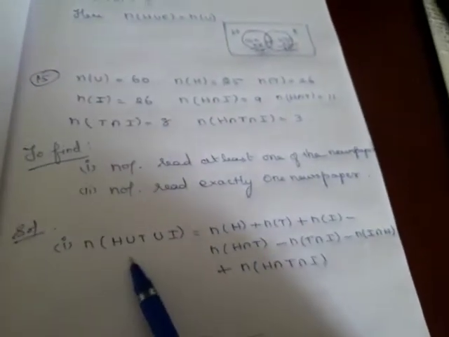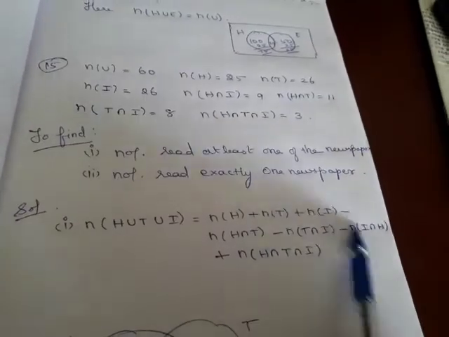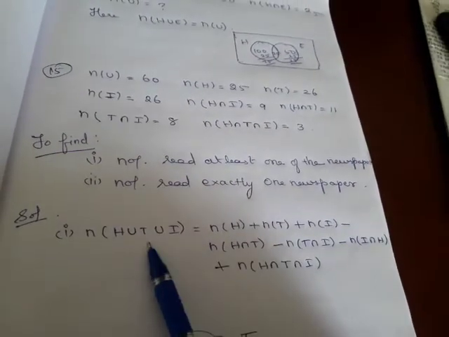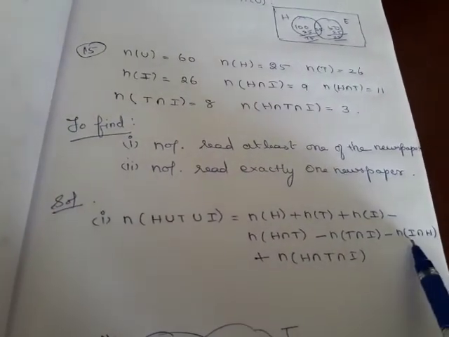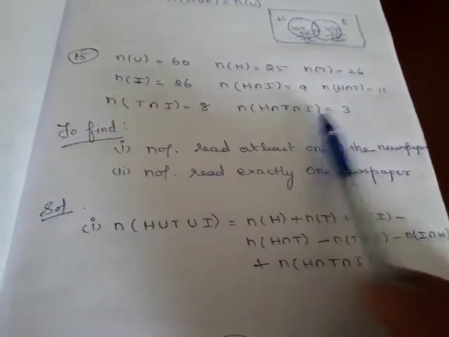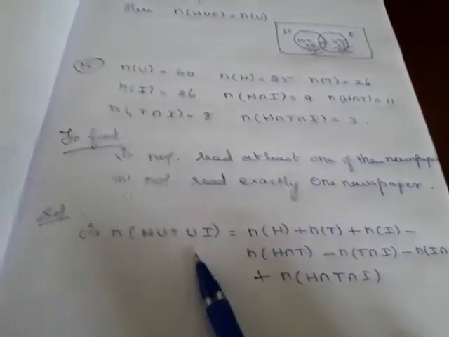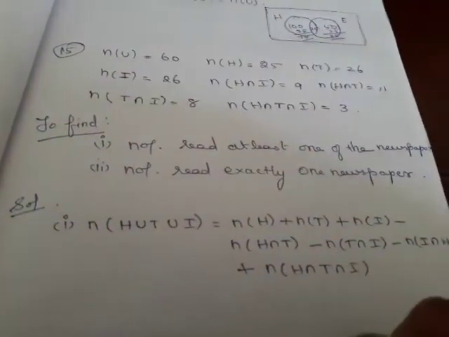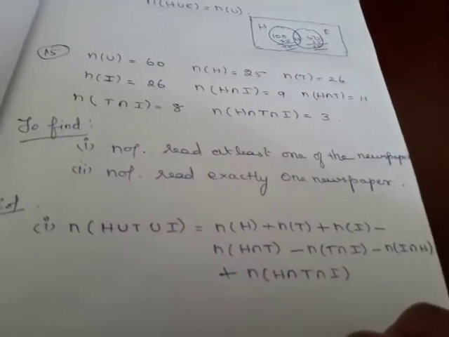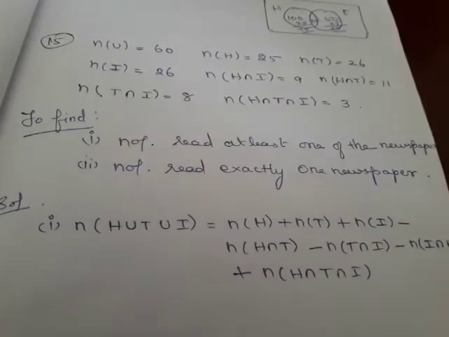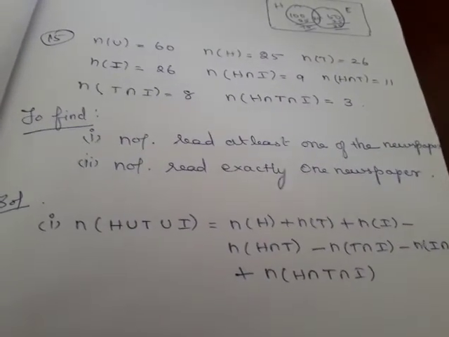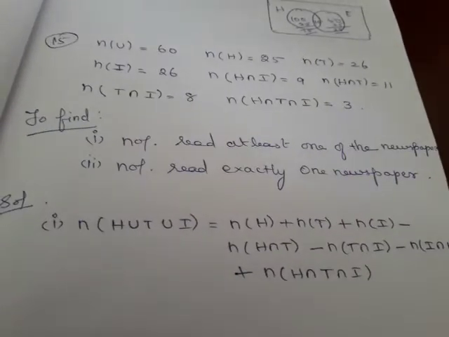So N of H union T union I. We know this relation, we have learnt already. This is just the extension of the union of 2 sets. Here we have 3 sets, right? So N of H plus N of T plus N of I minus the intersections of 2 sets plus the intersection of all the 3 sets. We know all these values, so just substitute here and you will come to know what N of H union T union I is. Don't blindly go with the clue words, but you should understand the meaning also. Number of people who read at least one of the newspapers. So ஏதாச்சும் ஒரு பேப்பர் படித்தா கூட போதும்.